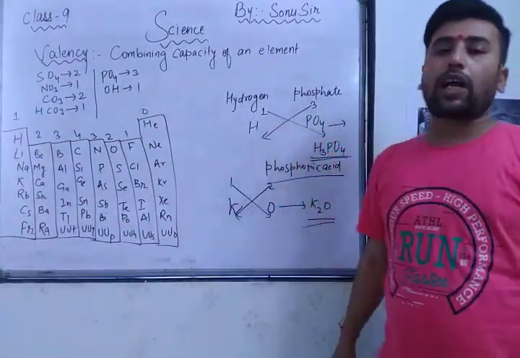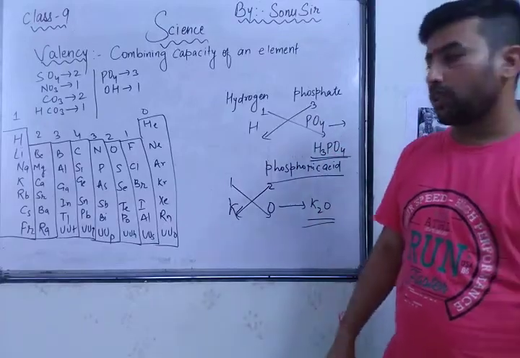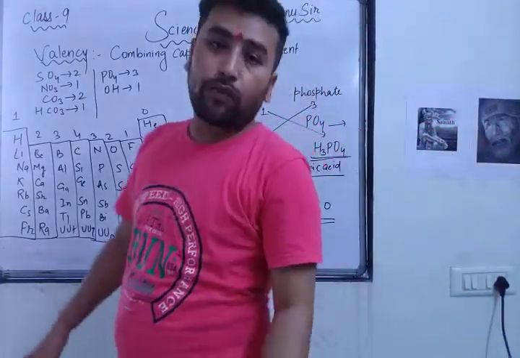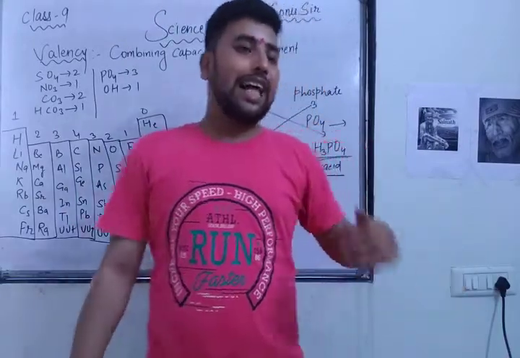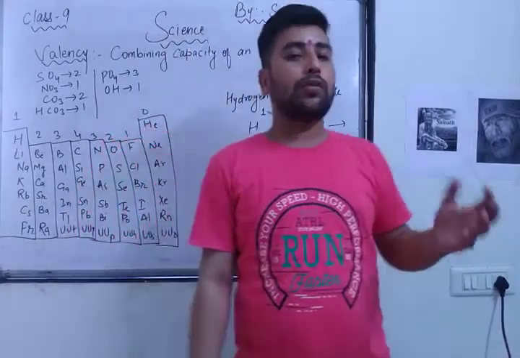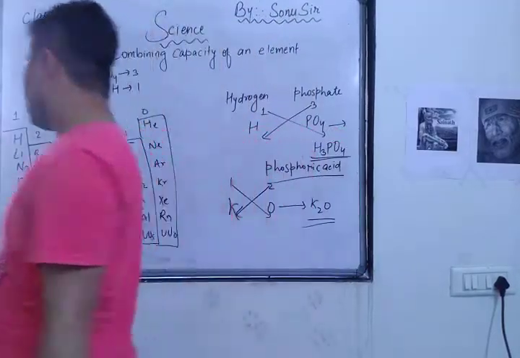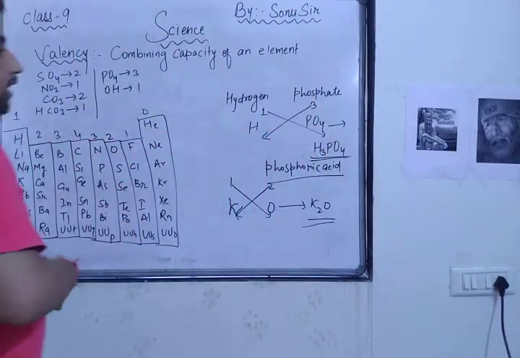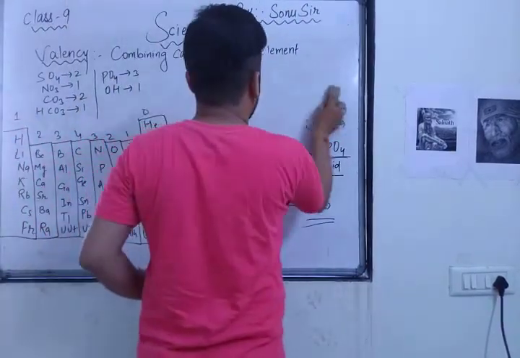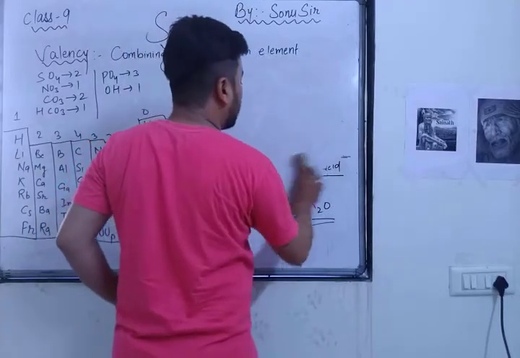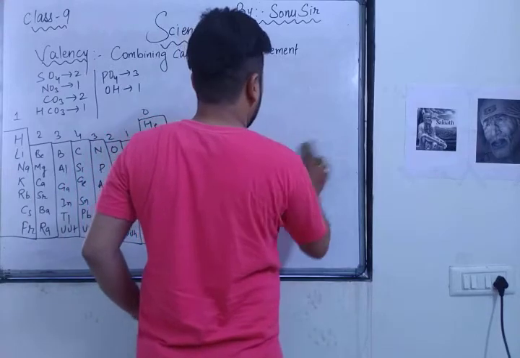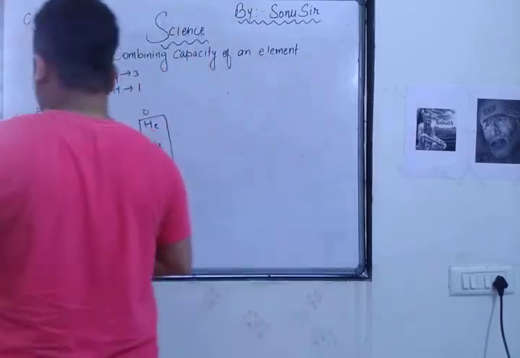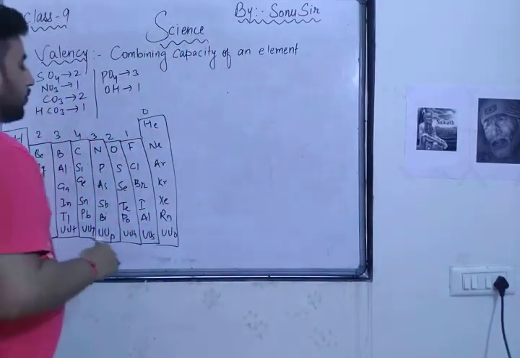If I give you the chemical formula and you have to write the name of the compound, first of all, how do you write the name of the compound from the chemical formula? For example, I am giving you some chemical formulas and you have to write the names of the compounds. Until you know how we convert the names of the elements, you can't write the names from the chemical formulas.